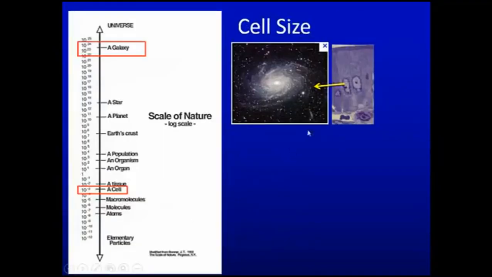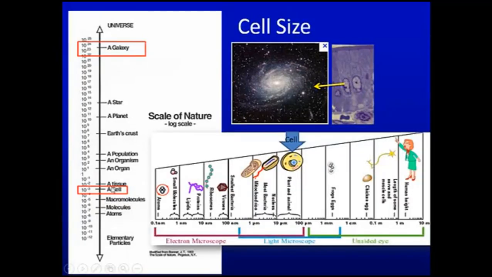Now, if we look at a cell, here's a cell here. A cell is not as big as a universe. Here's a galaxy here, and there's a whole universe. Here's the Milky Way galaxy. You can see a cell is smaller. A cell is not as big as a person, but it's much bigger than DNA. It's much bigger than viruses or atoms, for example.